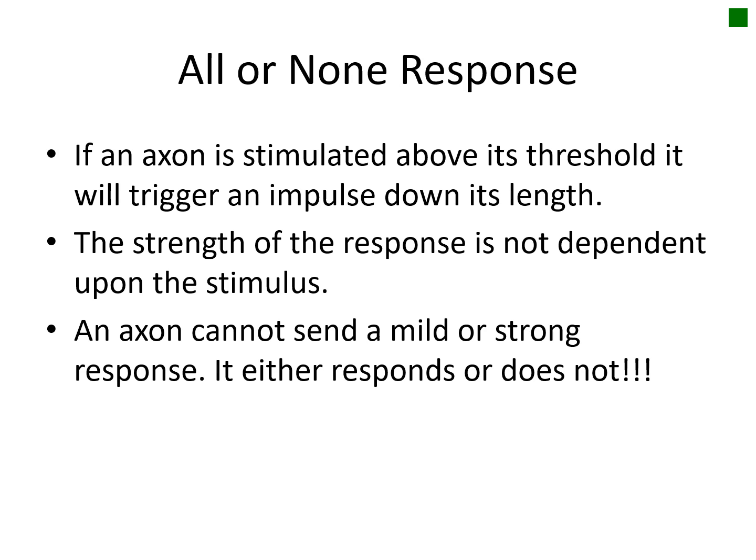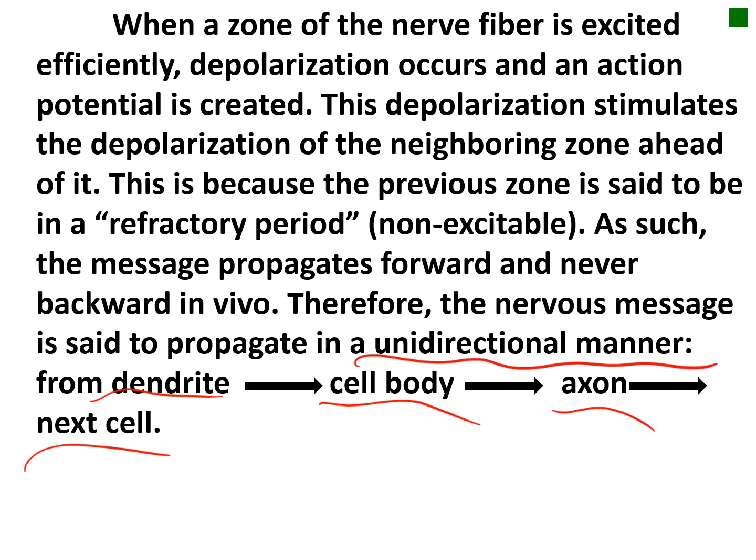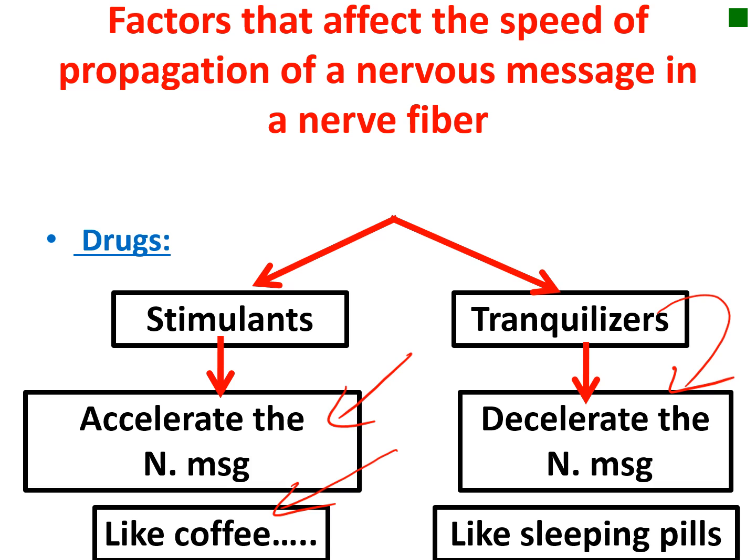All or none: if the axon is stimulated above the threshold, it causes a response. An axon cannot send a mild or strong response. It either does or does not cause a response. Here we have to know that the nervous message propagates in a unidirectional manner: dendrite, cell body, axon, then the next cell, dendrite, cell body, axon.